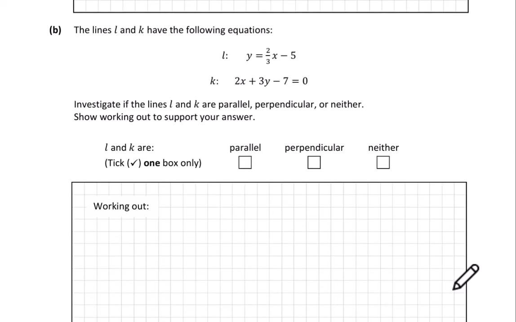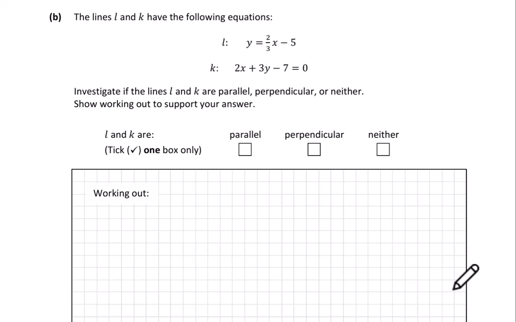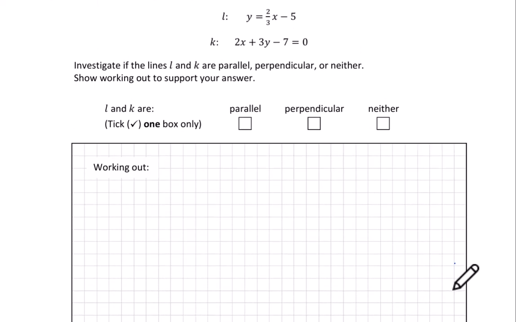Let's have a look at the next one then, part B. The lines K and L have the following equations. Investigate if the lines L and K are parallel, perpendicular, or neither. Show working to support your answer. So the first one then, line L. Line L has slope 2 over 3 because it's in the form y equals mx plus c. All you have to do is read off the coefficient here. So 2/3 is the slope.